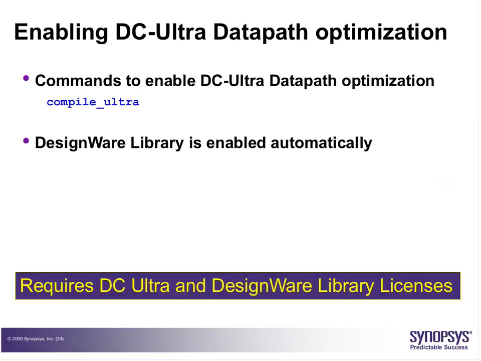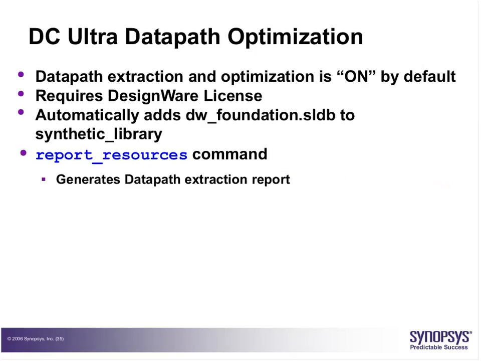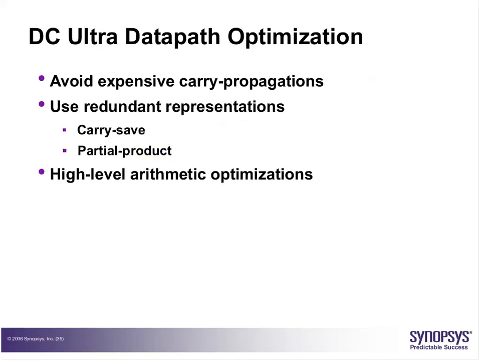So enabling is simple. Again, the DesignWare license is required for data path optimization. The DesignWare library is enabled automatically once you run compile_ultra, it runs under the hood. It's on by default, and the command we saw in lab 4 of Design Compiler of unit 3 was called report_resources, which will list out all the data path resources inferred by Design Compiler. It will tell what implementation it chose, the module name of the data path it chose, what operations are going on in that module, and so on.